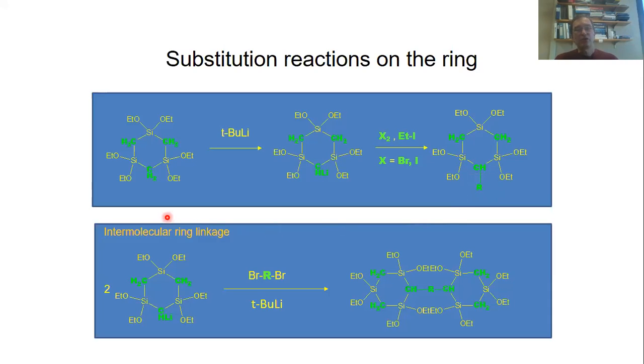You can even extend this concept to link rings together. So if we use a di-functionalized alkyl halide, then together with t-butyllithium, we can link two of these 3-rings together. And now these very large molecules can be used as single source precursors for a periodic mesoporous silica material.